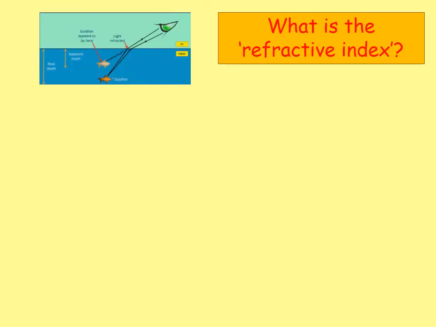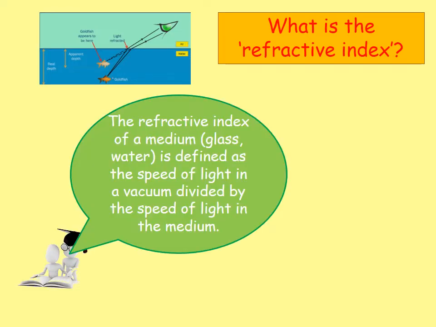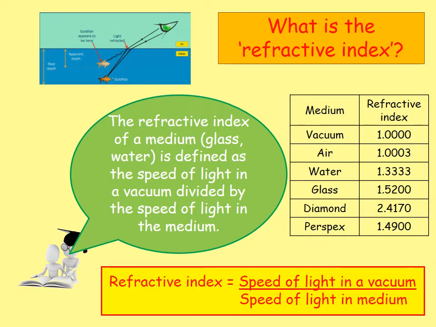This is based around the concept of a refractive index. The refractive index of a medium, in this case glass to water, is defined by the speed of light in a vacuum divided by the speed of light in the medium. Here is a range of different mediums and their associated refractive index. The equation is the refractive index equals the speed of light in a vacuum divided by the speed of light in the medium. As soon as it hits a medium, it's going to slow down.